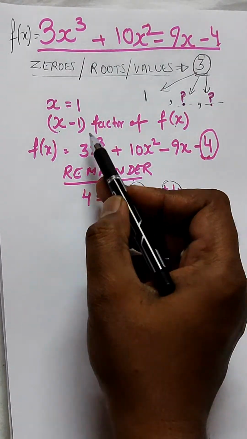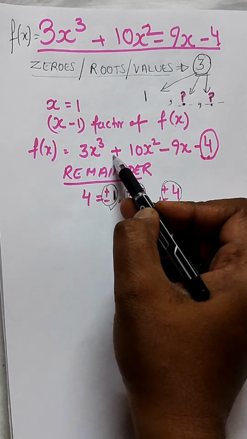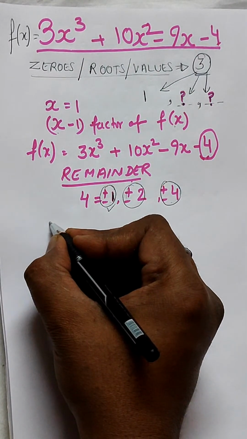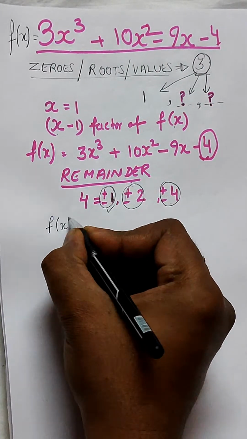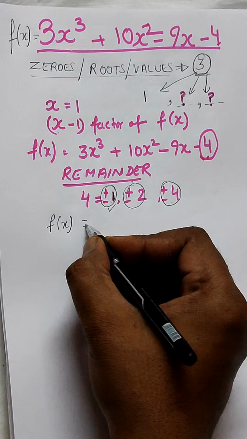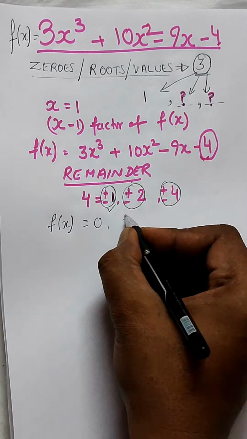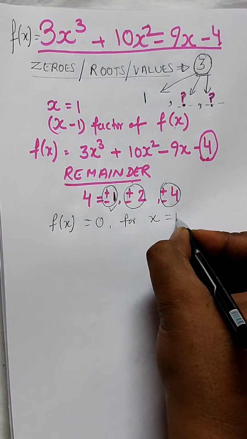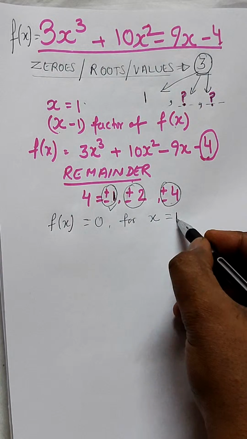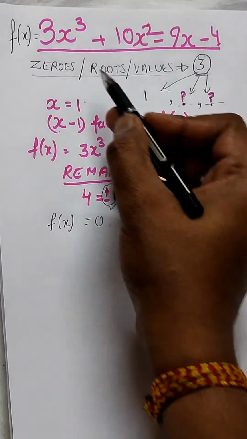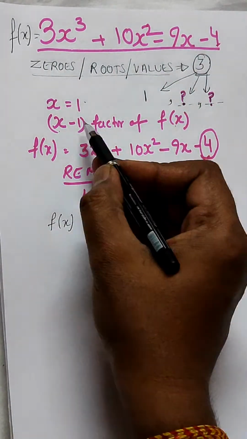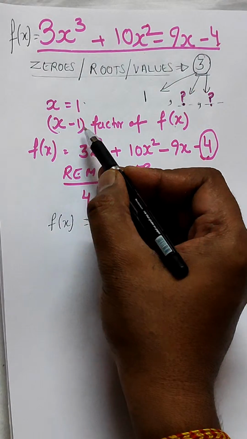Now by using the remainder theorem, let us factorize it, right? The value of f of x for x equal to 1 will be 0, 1 being a factor, right? So what we will do, we will just factorize this and separate out x minus 1. Understood, students?